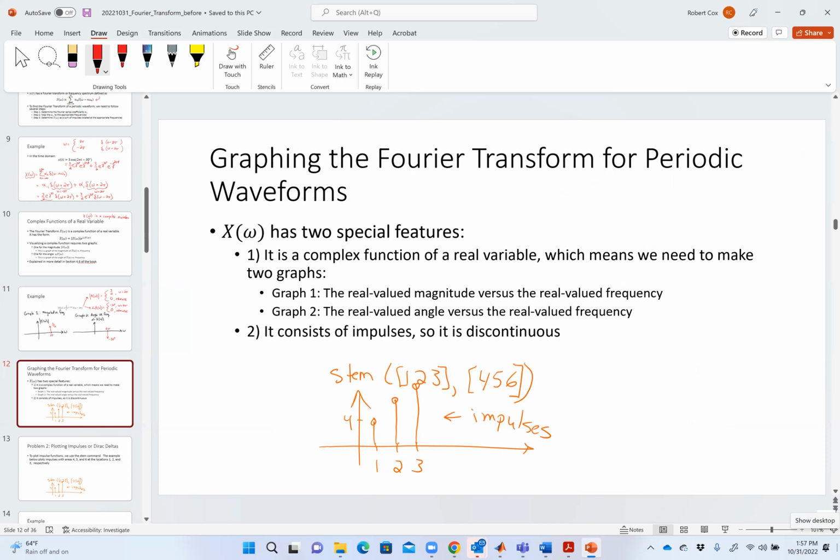Now, the other issue in trying to graph this thing is it consists of impulses, which is kind of a weird thing to draw. So if I want to make that sketch, and it's the thing I ultimately ask you to do, you use something in MATLAB called the stem command. The stem command basically draws a series of impulses.